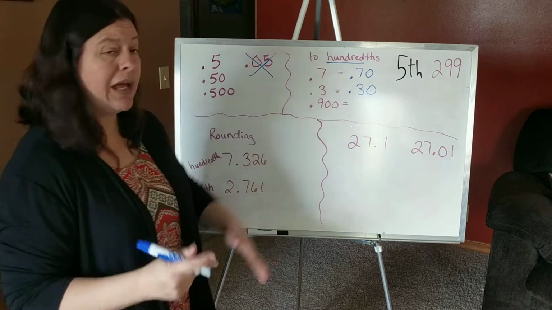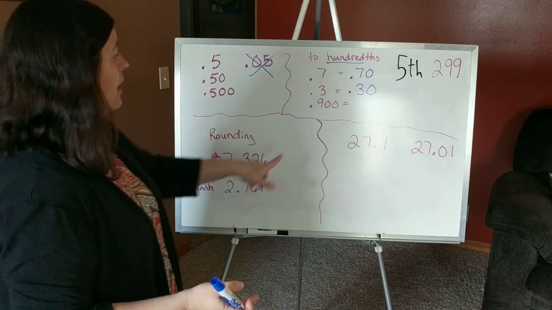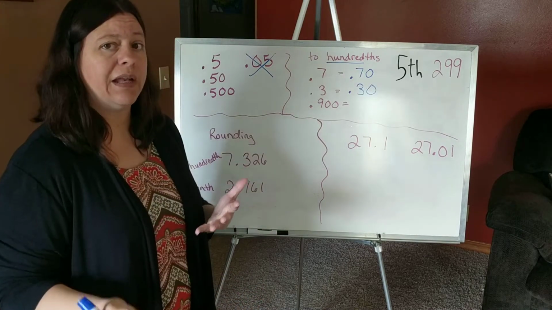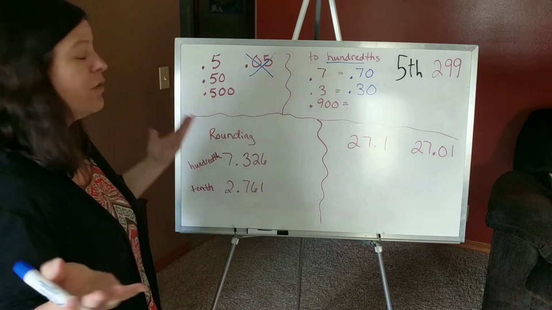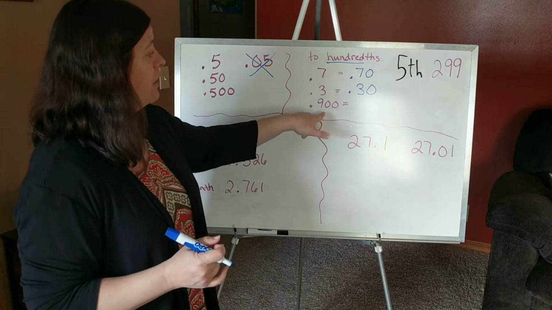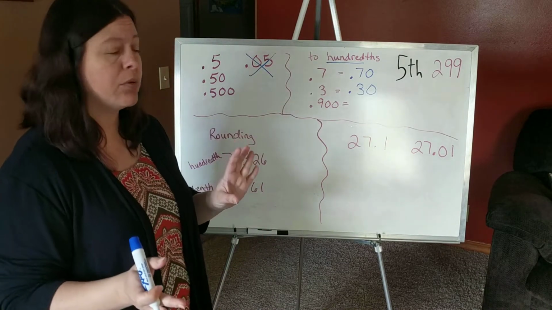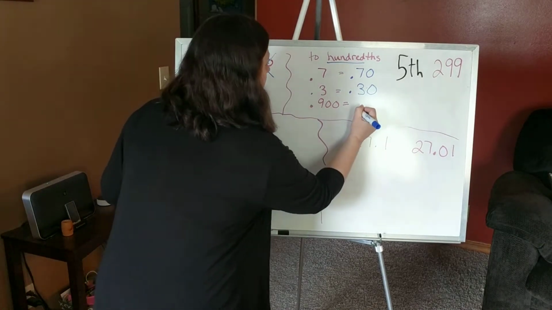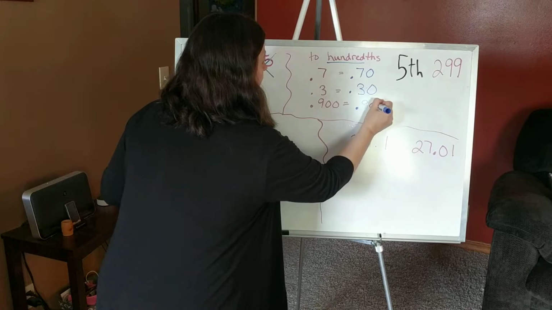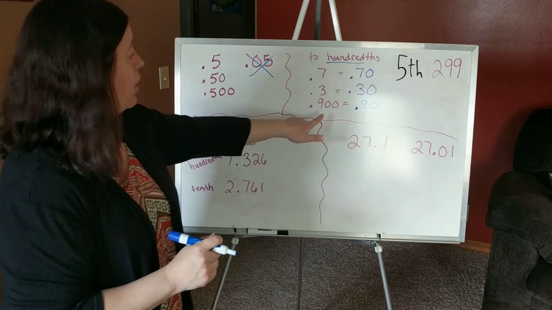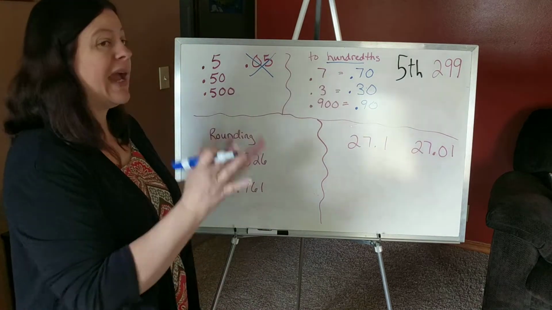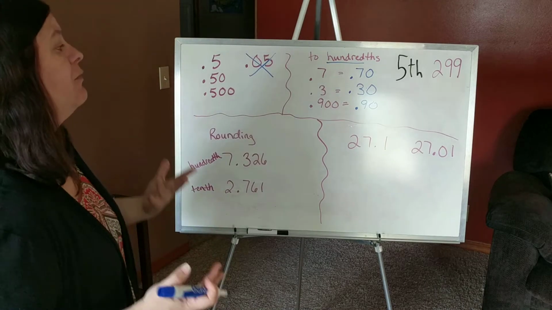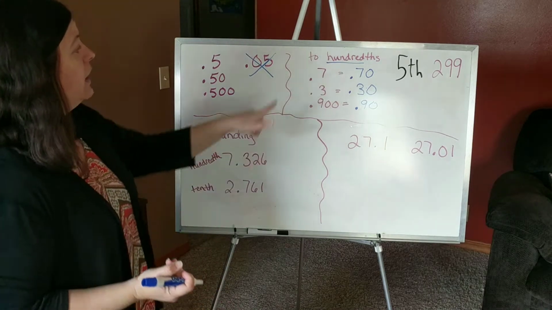Now 0.900 is going to go the opposite way. Just like I can add zeros to the end of the number and it doesn't change the value, I can also take them off. As long as they're not in the middle of two regular numbers, as long as it's on the end, I can drop it. So I can change this one to 0.90, okay? So zeros on the end of a decimal can be added or dropped off without changing the value of the number, okay? So there's that section.